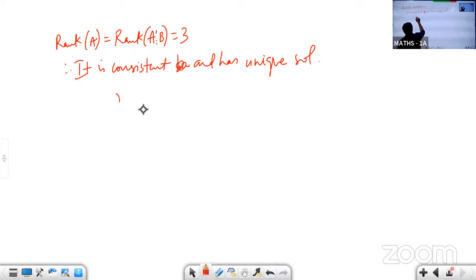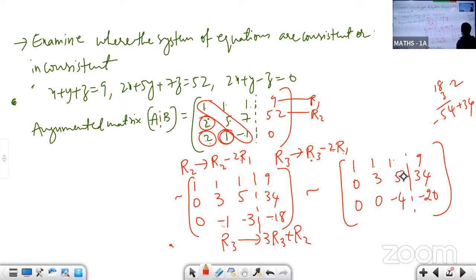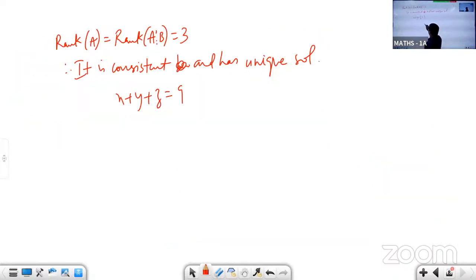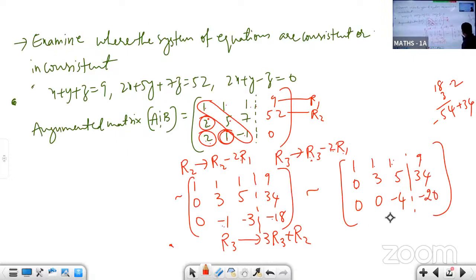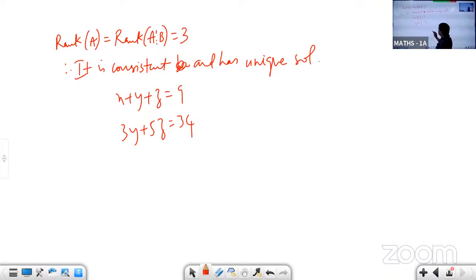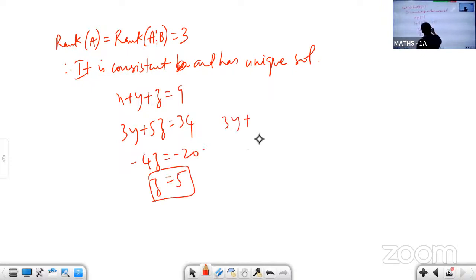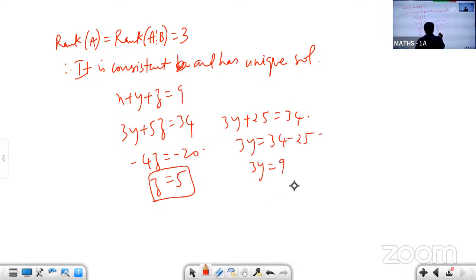How to write that unique solution? x plus y plus z equal to 9, correct? See, x plus y plus z equal to 9. 0 into x, 3y plus 5z equal to 34. Next, 0 into x, 0 into y, it is gone. Minus 4 into z then. Minus 4z equal to minus 20. It means z equal to 5. I got z equal to 5. And 3y plus 5 fives are 25 equal to 34. 3y equal to 34 minus 25. 3y equal to 9. y equal to 3.